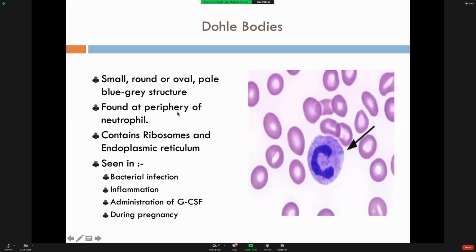Döhle bodies are small, round, oval, pale blue-gray structures found at the periphery of the neutrophils. The dots are clear here. This is the bands, huh? Döhle bodies contain ribosomes and endoplasmic reticulum, seen mainly with bacterial infection, inflammation, post G-CSF, and during pregnancy. Döhle bodies are common after bacterial infection, inflammation, G-CSF, or during pregnancy.